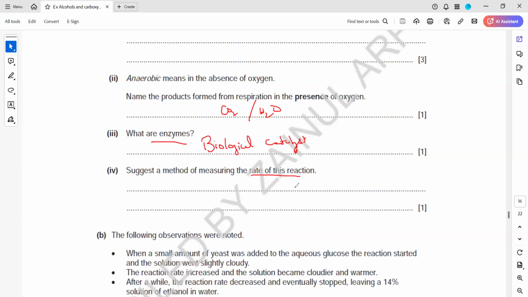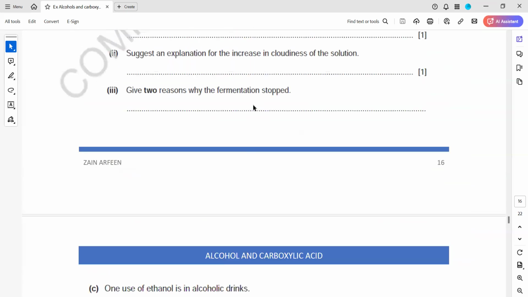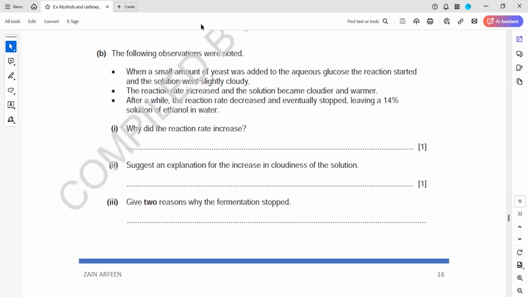State the method to measure the rate of this reaction. So we can measure the volume of the gas in a unit time. We can measure how much gas is given off, and so find the rate or speed of this reaction. The following observations were noted. When a small amount of yeast was added, the solution went slightly cloudy. The rate of the reaction increased and the solution became cloudier and warmer. After a while, the reaction rate decreases and stops at 14% concentration.